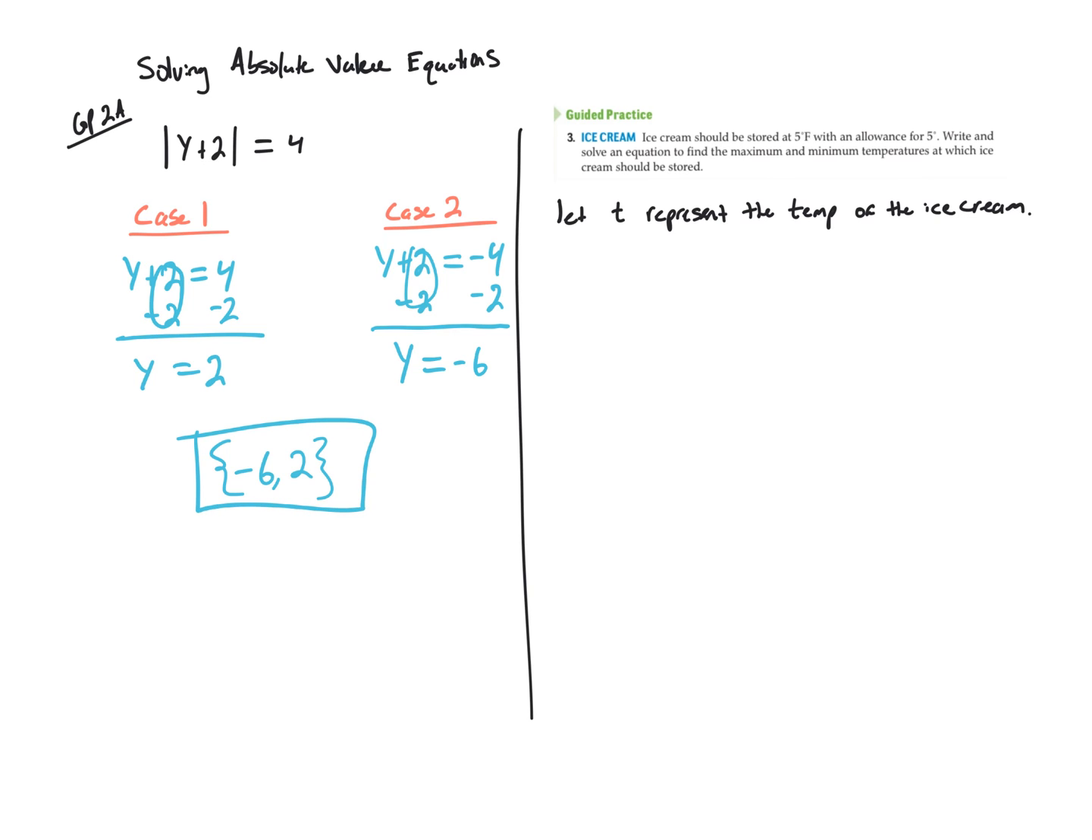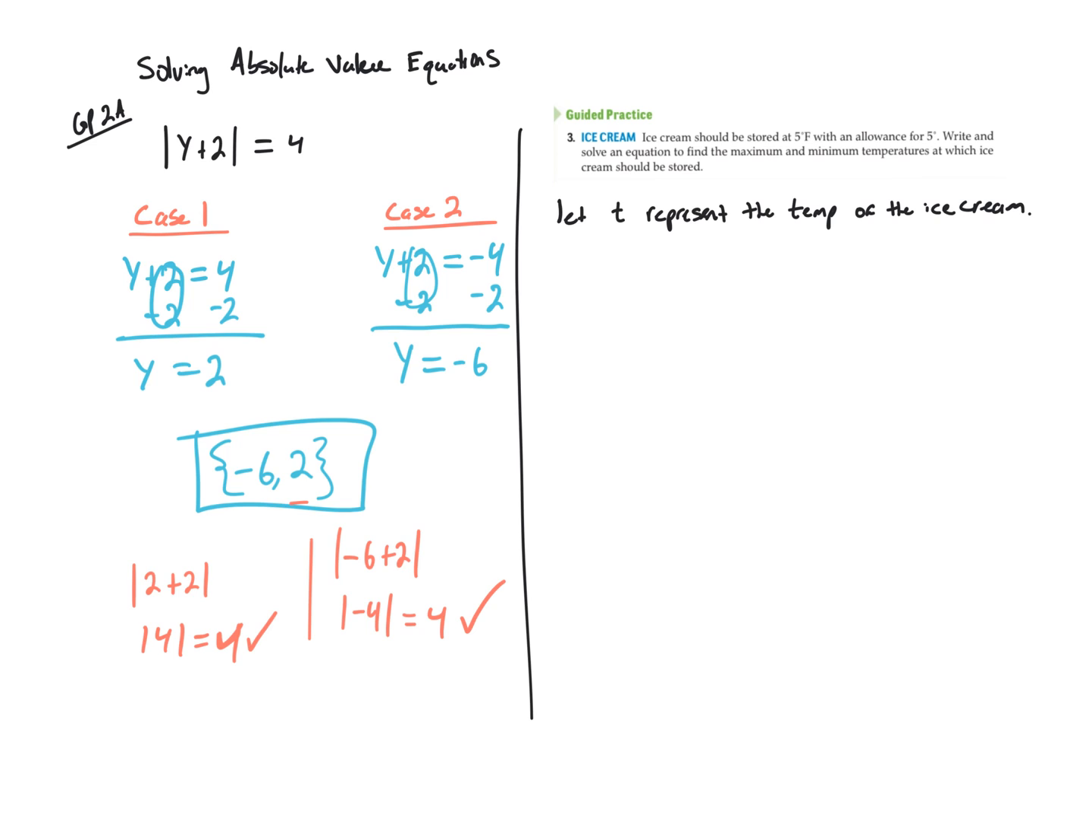Now if you kind of want to just check that, let's see if that works out. Hey, what is the absolute value of 2 plus 2? Using this as my answer. Well, the absolute value of 2 plus 2 is going to be the absolute value of 4, which comes out to be 4. Hey, that works. Likewise, what is the absolute value of -6 plus 2? Well, that's going to be the absolute value of -4, which is 4. Well, that works out as well. So both of those answers do indeed work.